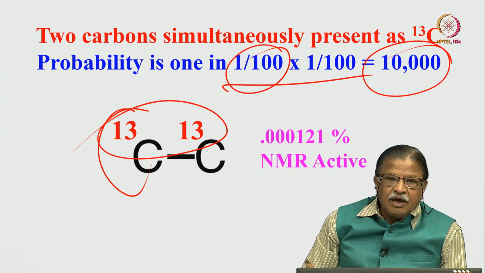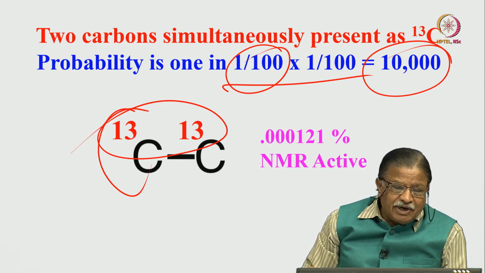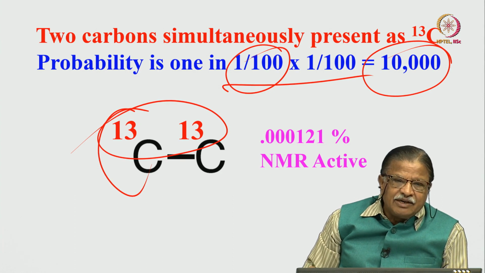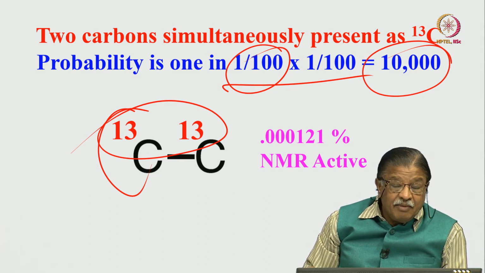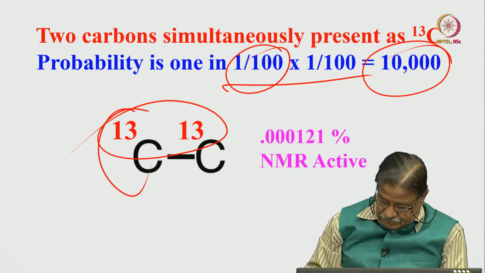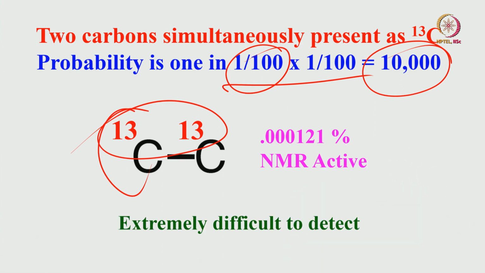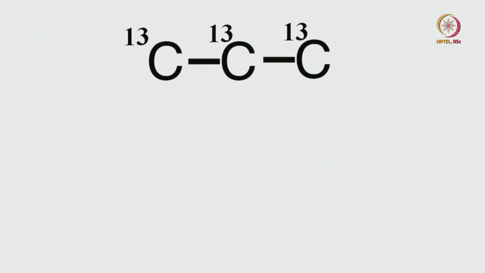That means the percentage of abundance of this type of molecule is 0.000121%. But this is NMR active because both are carbon-13. Such molecules are extremely difficult to detect because the abundance is already so small and this joint probability is 0.000121%. It is extremely difficult to see such molecules and get a spectrum from them. So, when there are two carbons present, you already have a lot of complications. Complexity is more. Let us go further.